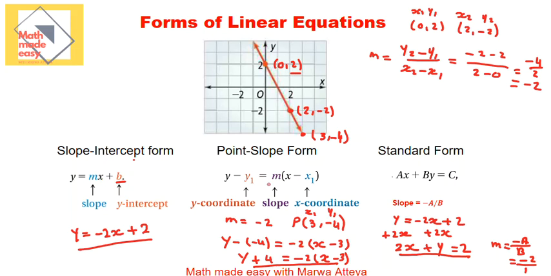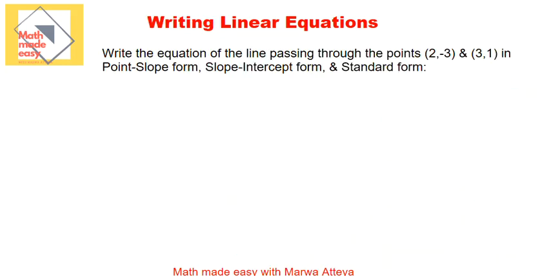Now that we have seen the three forms of linear equations, we can find the equation of a line if we have 2 points on it. Actually, it's not going to be much different than what we did with the graph. This is going to be x1, y1, and this is x2, y2, and the first thing you're going to be looking at is how to find the slope. You have 1 minus negative 3 over 3 minus 2, which is equal to negative 4 over 1, which is 4. Okay?